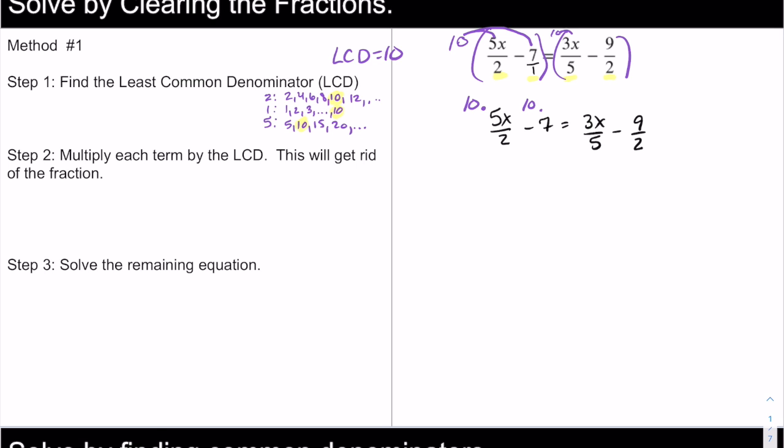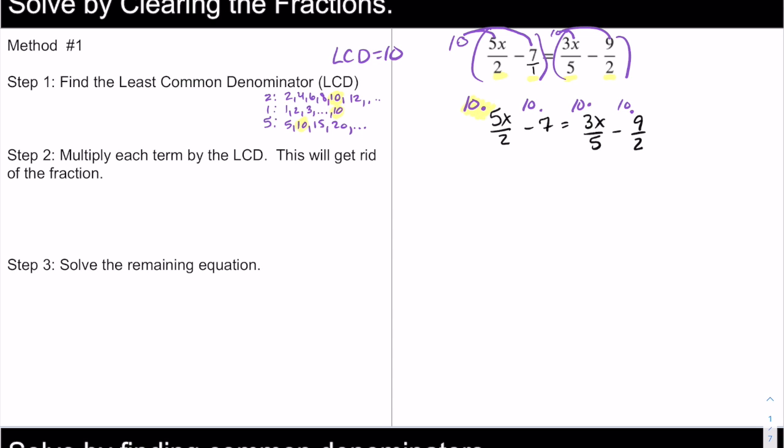So we would also have to multiply. We'd have to distribute the 10 on the right side. So 10 times 3x over 5, and 10 times negative 9/2. And then when we multiply, we could go ahead and simplify those. And when we do that, it should get rid of the fractions.